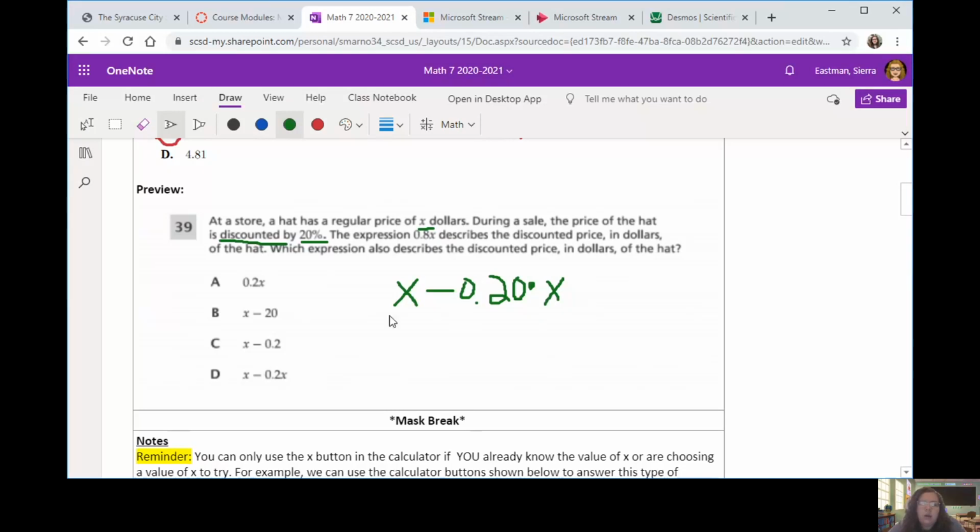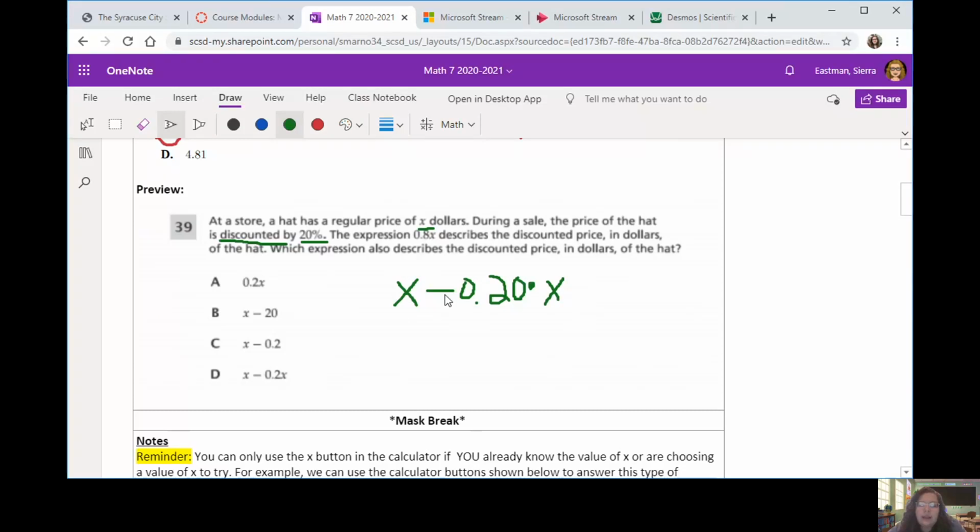If the hat was originally $100, then 20% of that would be $20. But if the hat was originally $1,000, then 20% of that would be $200. Okay, we don't know how much that discount actually was until we multiply it by that original price.